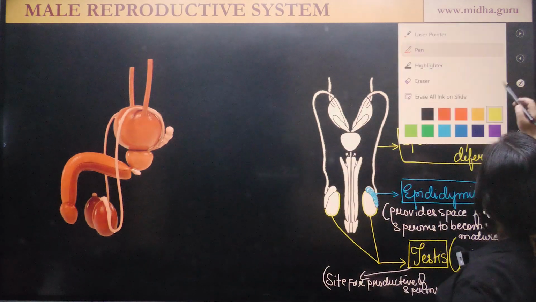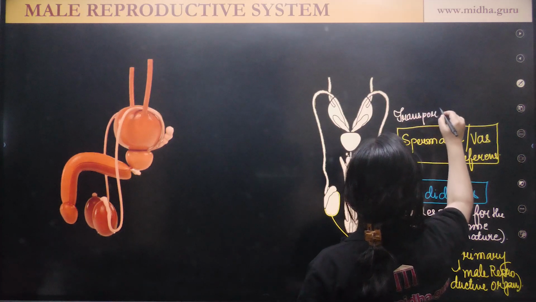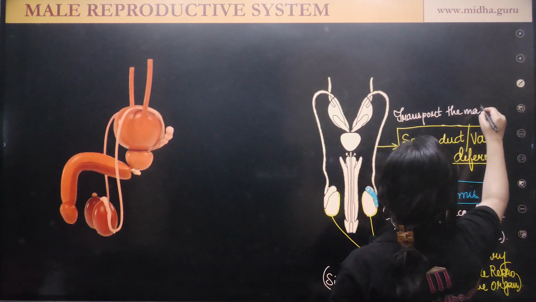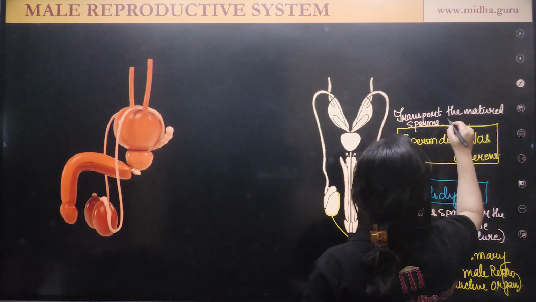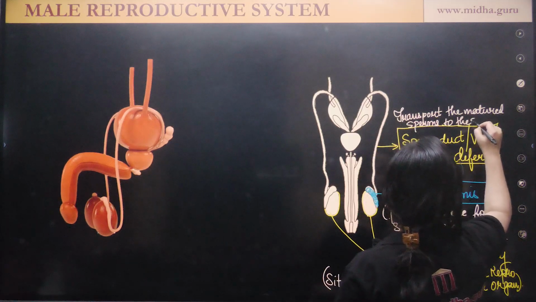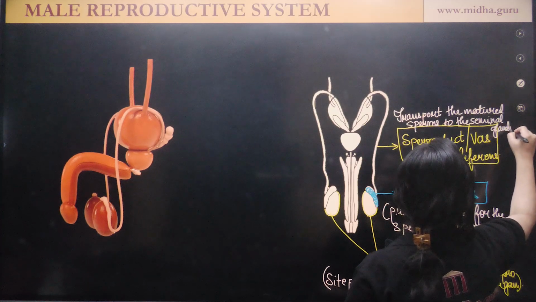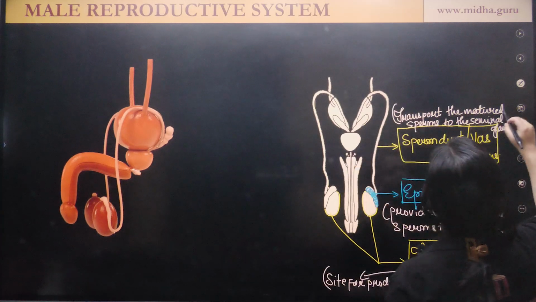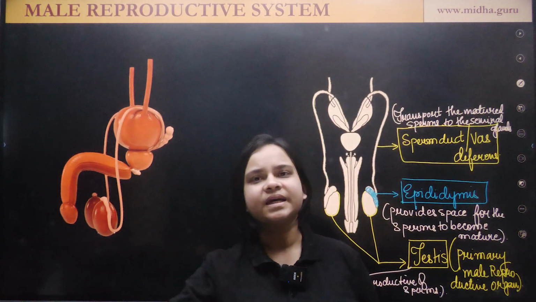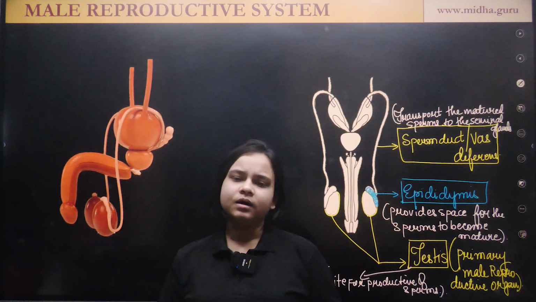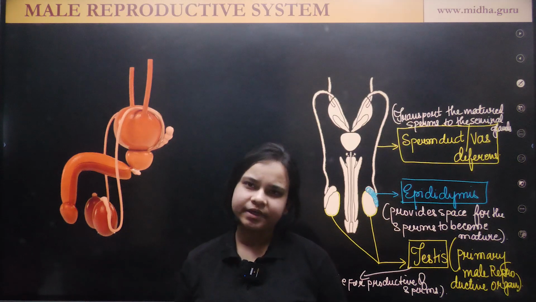Now its function is to transport the matured sperms to the seminal glands. Fine. Now what are seminal glands? There are three basic glands which help basically in the motility of the sperm and other associated functions.